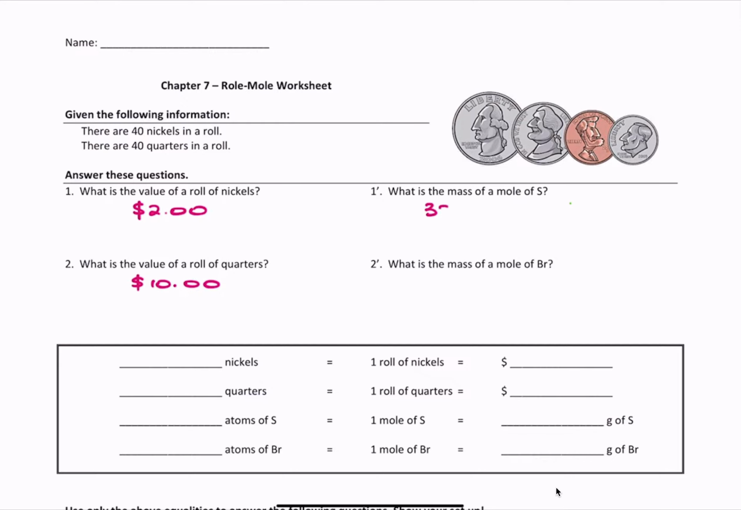Therefore, the mass of a mole of sulfur will be, per periodic table, 32.07 grams, and the mass of a mole of bromine, if you look at your periodic table in the box that contains the Br symbol, you will see underneath 79.90 grams. Okay? So again, the information for 1 prime and 2 prime can be found on the periodic table.